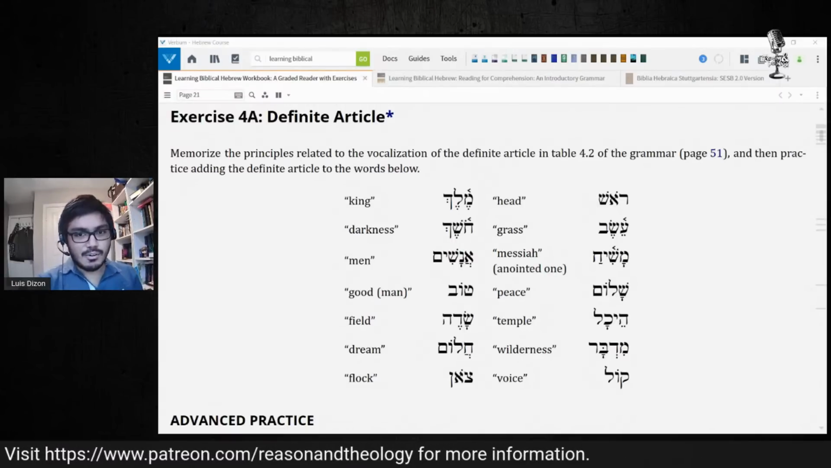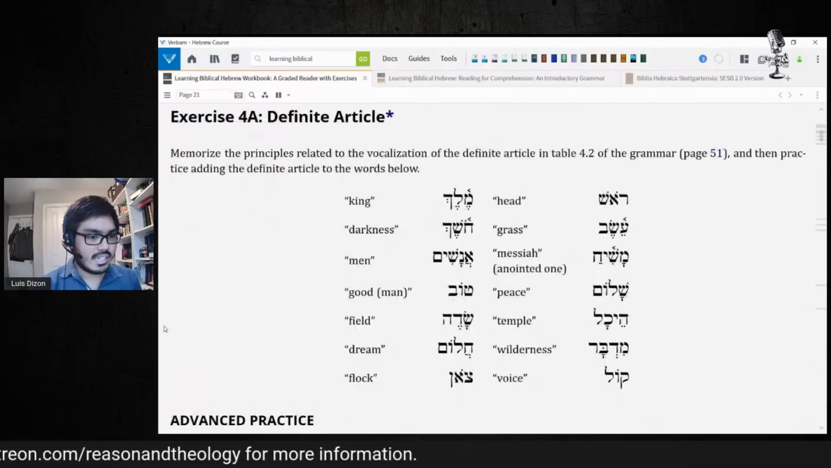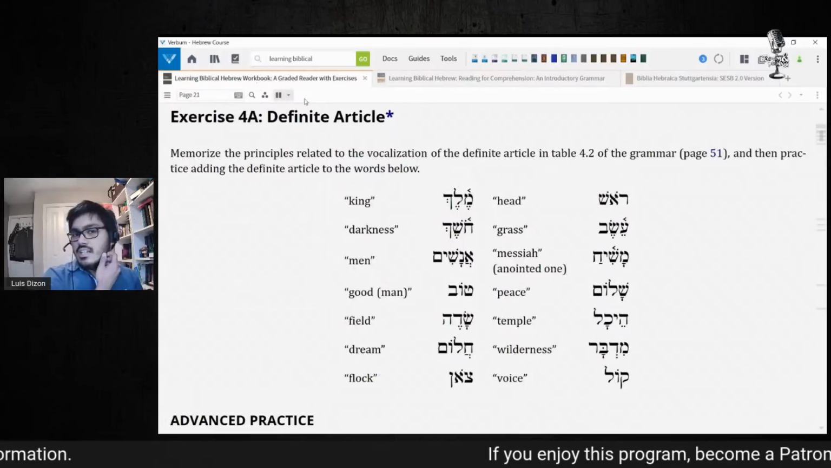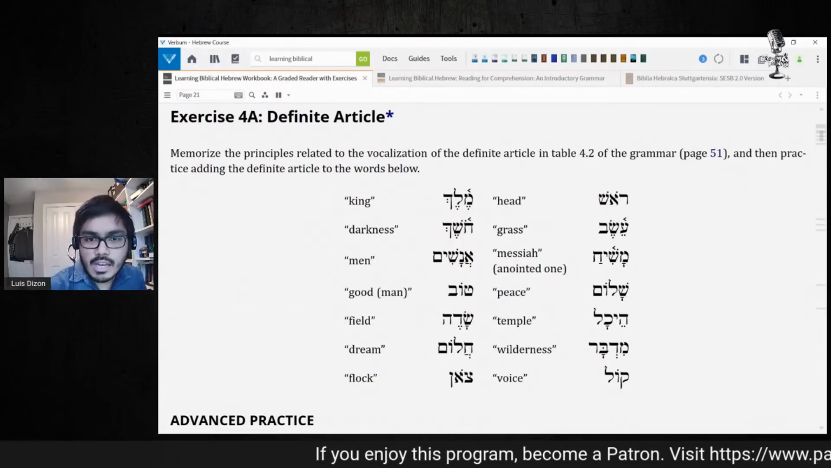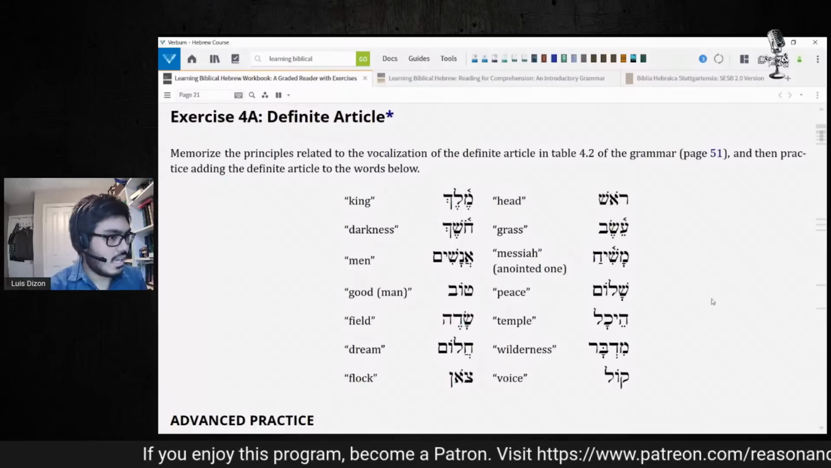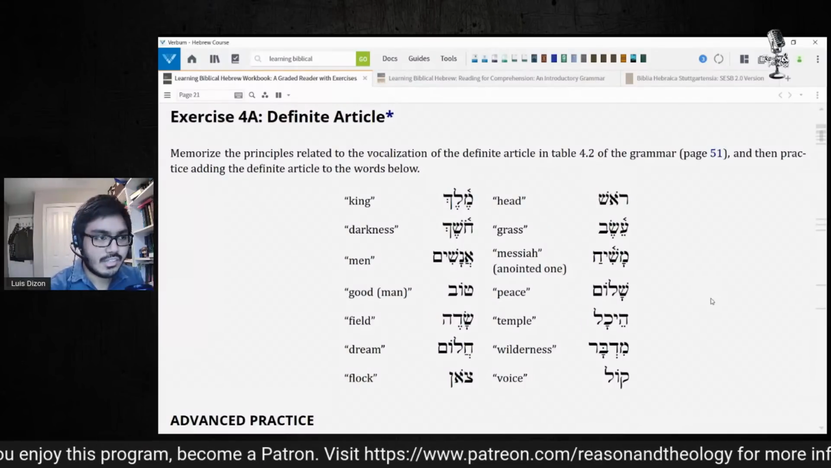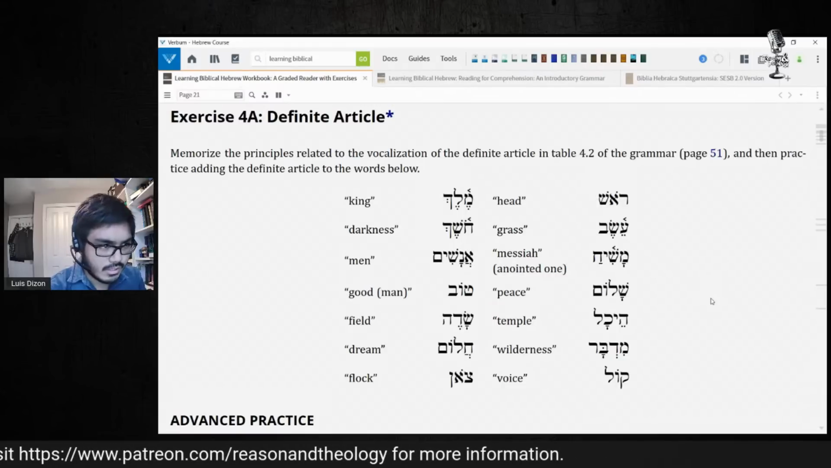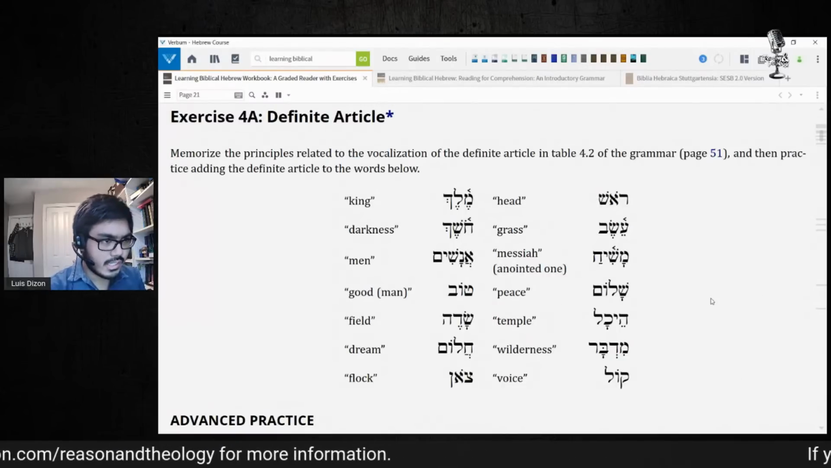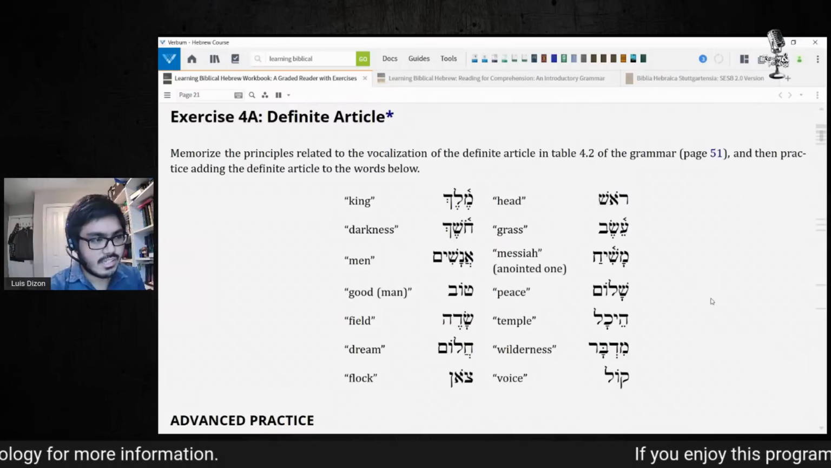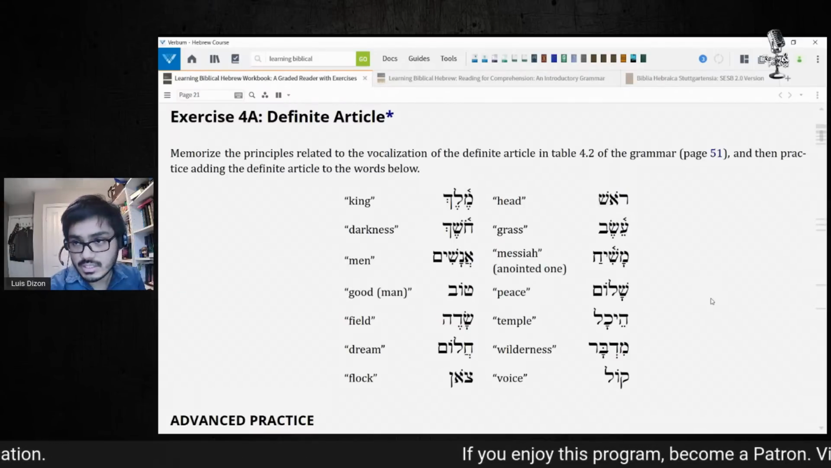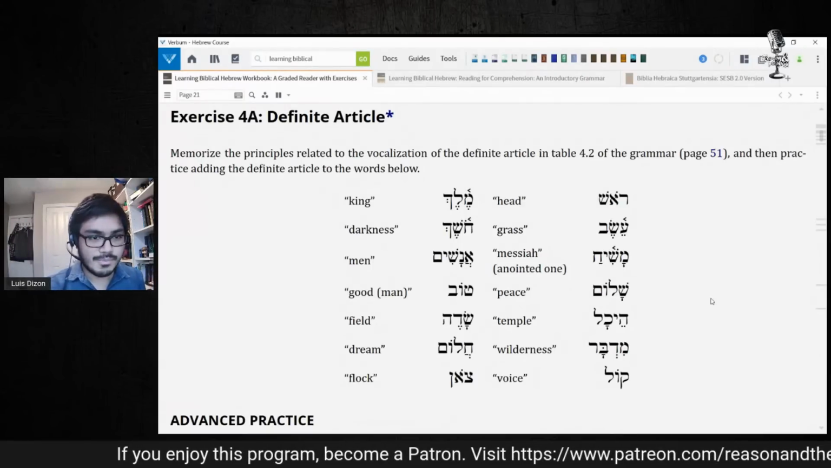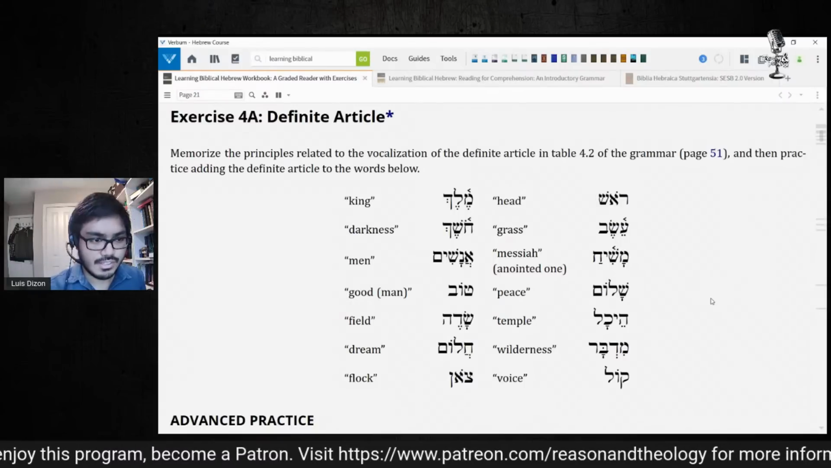Now, when we last left off, we discussed the definite article among a few other things, and for those of you who have the textbook and the workbook, I told you that you should try to do the exercises in the workbook that correspond to each chapter that we cover. So we're going to take a look at the exercises for the definite article, and also we'll be doing some translation work, which is exciting. You guys will get to translate original Hebrew text for the first time.